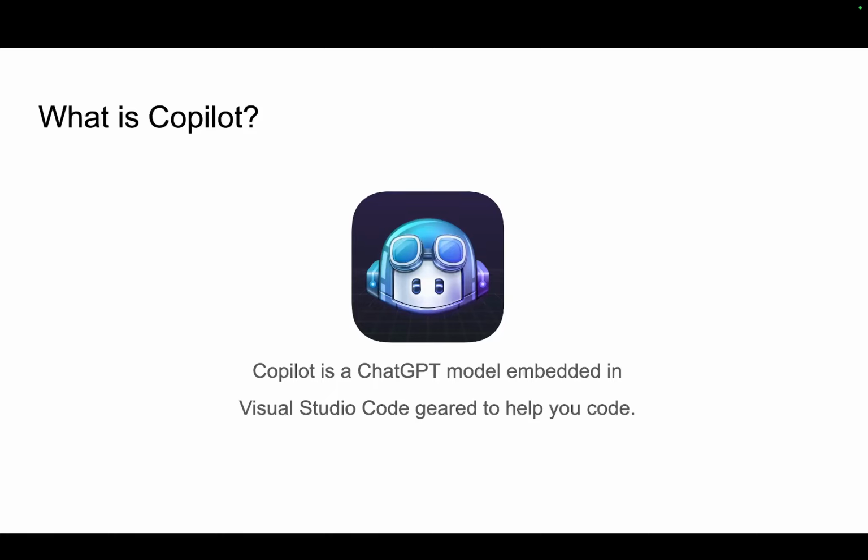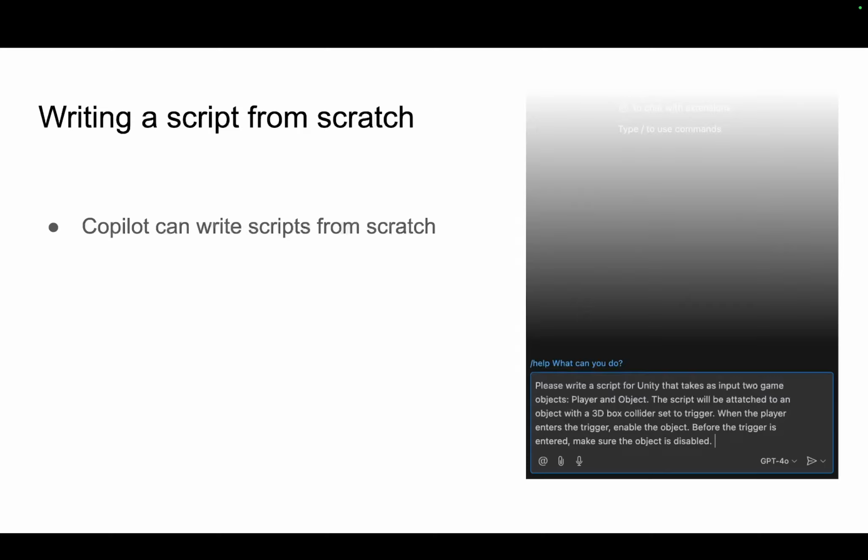Copilot is a ChatGPT model embedded in Visual Studio Code that is geared to help you code. And it's amazing. So what can it do? It can write a script from scratch, for example. So yeah, Copilot can write scripts from scratch.